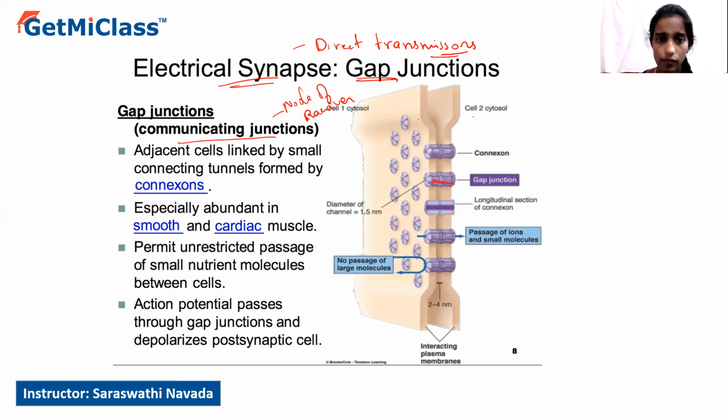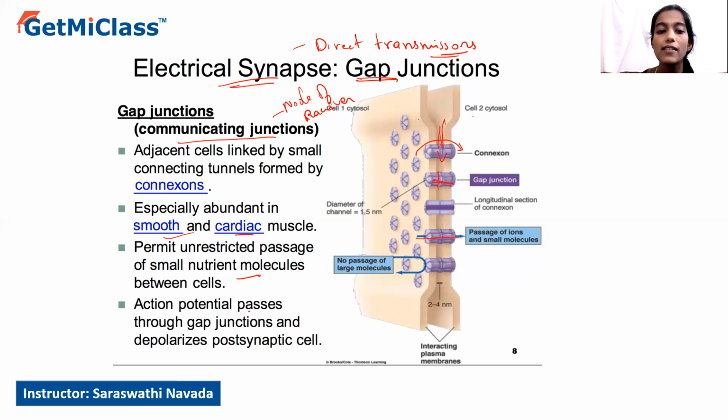will be helpful in the transmission of nerve impulse from one neuron to another, and the gap between the two neurons will be very small here. As a result, because of the change in the membrane potential, the impulse can easily transmit from one neuron to another. This synapse is abundantly found in smooth and cardiac muscles, and they permit unrestricted passage of small nutrient molecules between the cells.